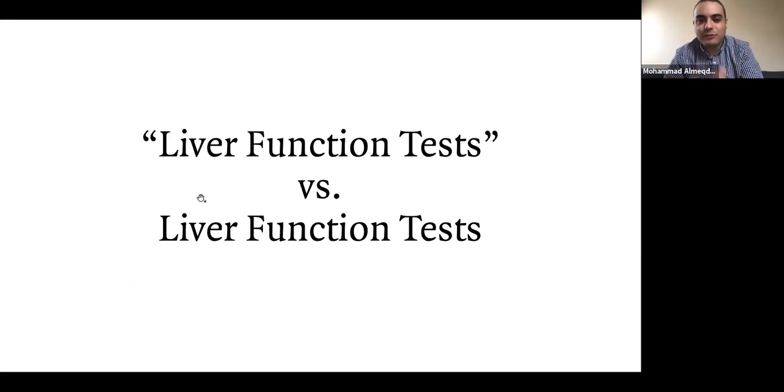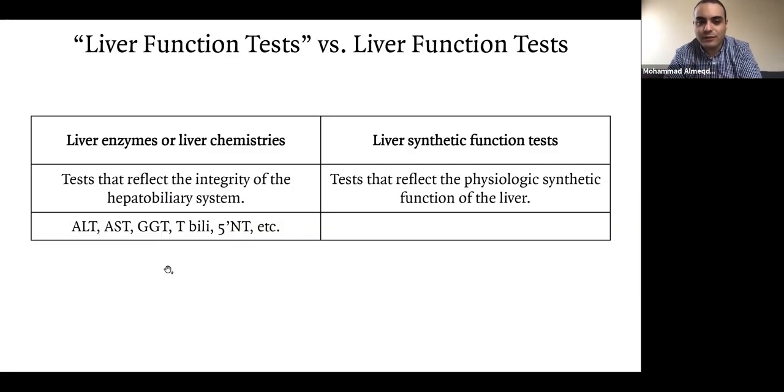We always say LFTs referring to the ALT, AST, alk-phos, versus the really true LFTs, right? So what's the difference? You have the LFTs, the ones that we commonly say. These are the liver enzymes or liver chemistries. These are the tests that reflect the integrity of the hepatobiliary system. So the cells themselves contain these enzymes, and when they break apart, when they die, these enzymes will be elevated in the blood. And these are the ALT, AST, GGT, T-bili, all these things. T-bili is kind of considered both.